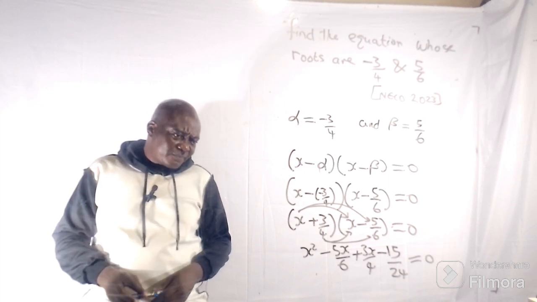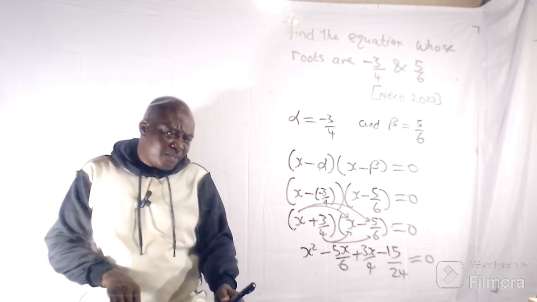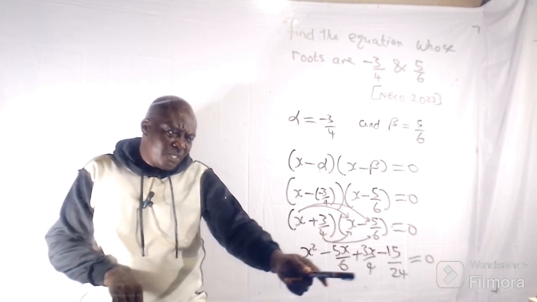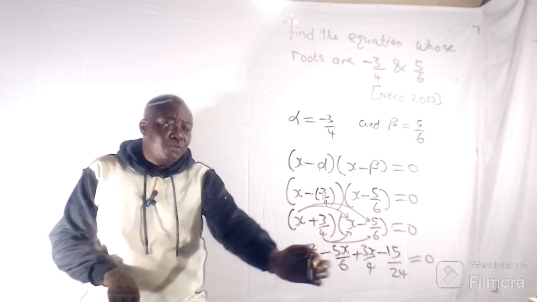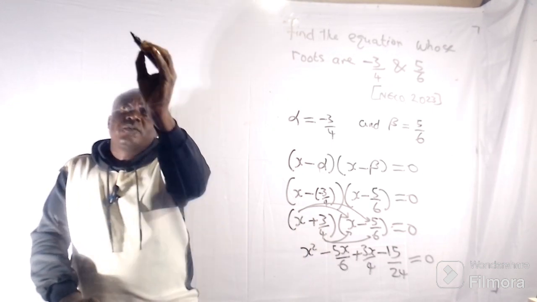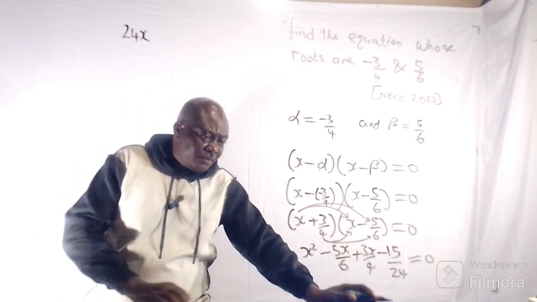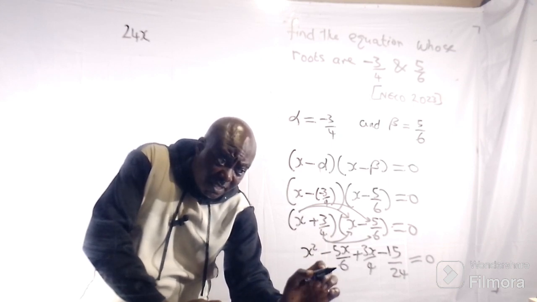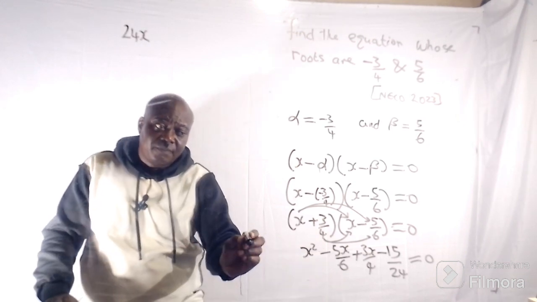Now you observe 6, 4, and 24. Let's look at them. The LCM is 24. That means 24 will enter them all. So you multiply all through by 24 just to clear the fraction. So here you have 24x squared, and here 24 into 6 is 4. 4 times 5 is 20.